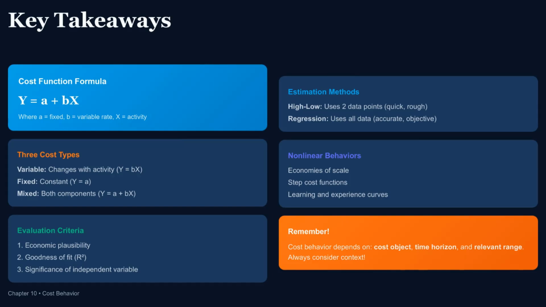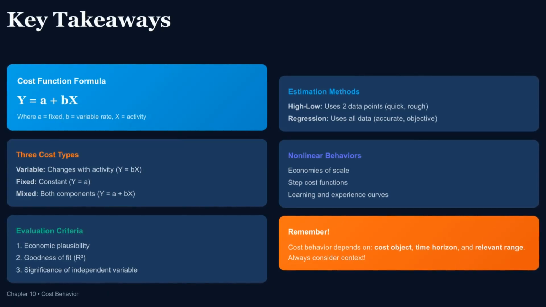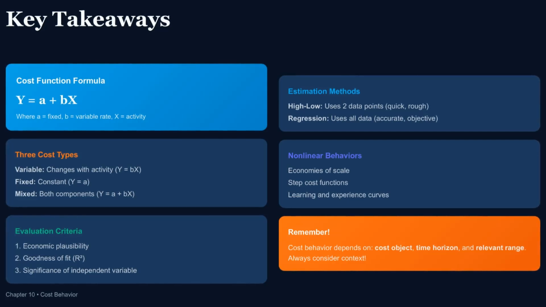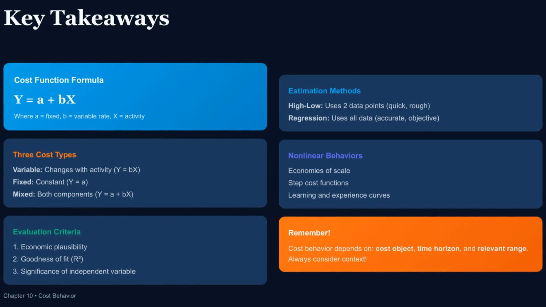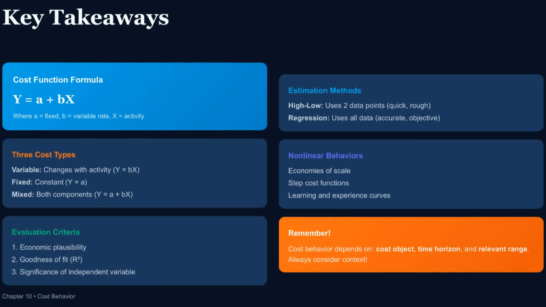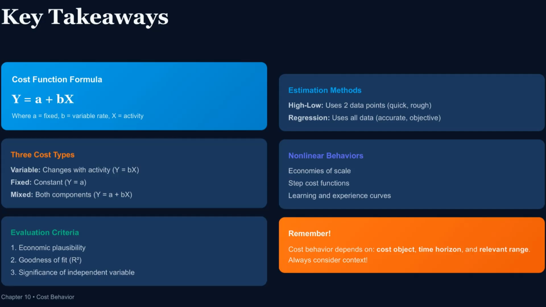2. Classification criteria. Consider the cost object, time horizon, and relevant range when classifying costs as fixed or variable. 3. High-low method. Simple but uses only 2 points. Calculate slope first, then intercept. Good for quick estimates. 4. Regression analysis. More accurate because it uses all data points. Excel makes it easy with SLOPE, INTERCEPT, and RSQ functions.